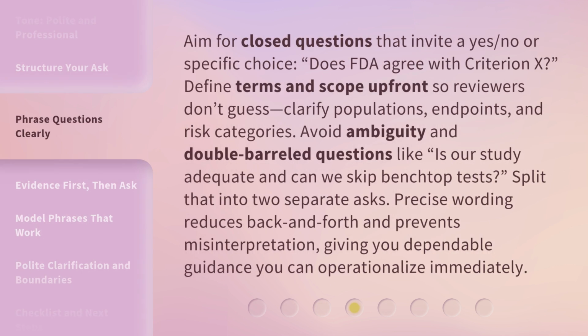Aim for closed questions that invite a yes/no or specific choice. Does FDA agree with criterion X? Define terms and scope up front so reviewers don't guess. Clarify populations, endpoints, and risk categories. Avoid ambiguity and double-barreled questions like, "Is our study adequate and can we skip benchtop tests?" Split that into 2 separate asks. Precise wording reduces back and forth and prevents misinterpretation, giving you dependable guidance you can operationalize immediately.